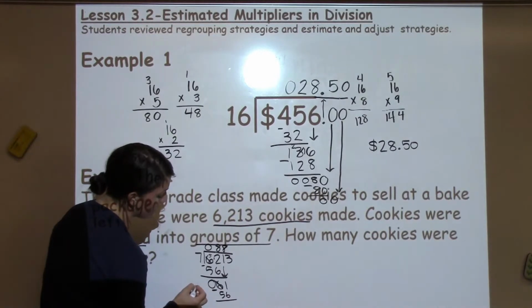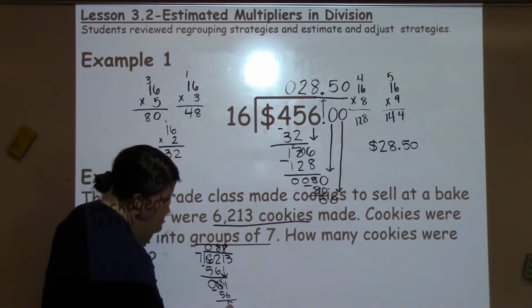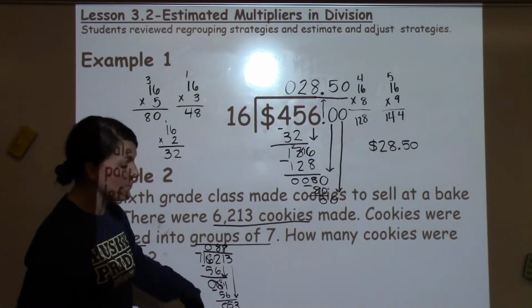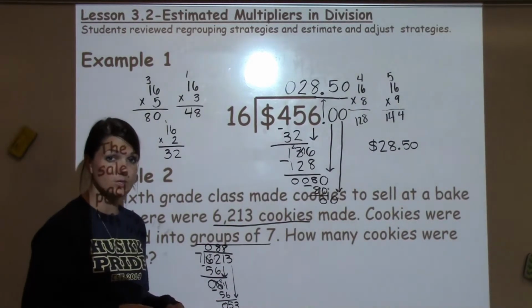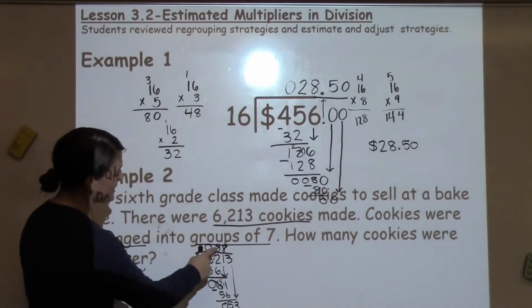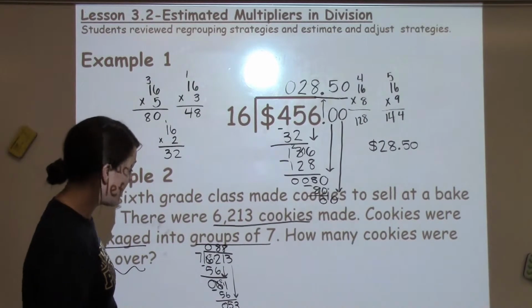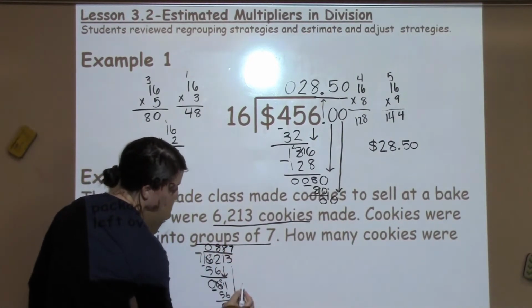I can't take 6 away from 1, so I'm going to borrow. And I get 5. I bring down my 3. All right, so now I need to think. Again, I'm working with 53. How many times can 7 go into 53? That's close to 62 and 61, but I know that 8 times 7 has been getting me 56, so I need to go lower than that. So I think 7 times 7. 7 times 7 is 49.